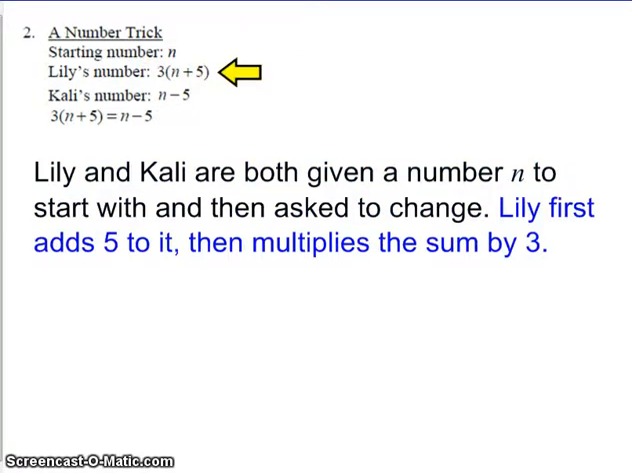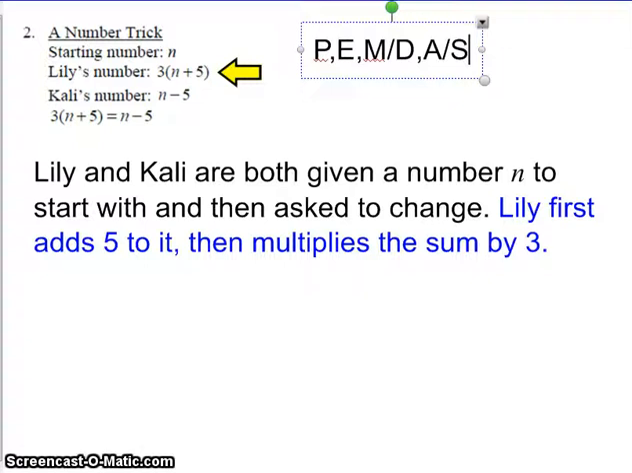So then I'm going to move on to Lily. And I have to remember the order of operations. The order of operations is "please excuse my dear Aunt Sally," which means we start with parentheses. Since there are parentheses with Lily's number, that has to be done first. So before I can say anything about multiplying by 3, I have to start with parentheses, because that's how order of operations works.